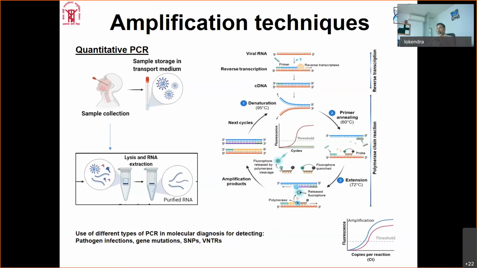So altogether, there is an amplification of the template, and the template can be DNA or RNA, but again RNA has to be converted into cDNA, and then cDNA is reflective of the RNA load, and that can be measured quantitatively.